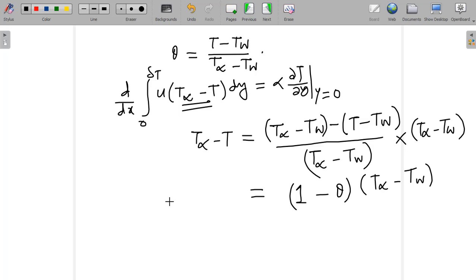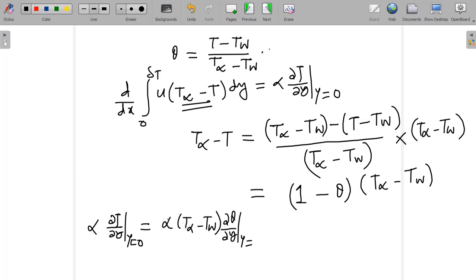Okay, and in the right hand side term, that is what is ∂T/∂y at y equal to 0, that we can write as, if you differentiate from this equation, alpha into ∂T/∂y at y equal to 0, which is nothing but alpha into (T infinity minus T wall) into ∂θ/∂y at y equal to 0. Just simply, if you differentiate both sides partially with respect to y, you can easily show this quantity.